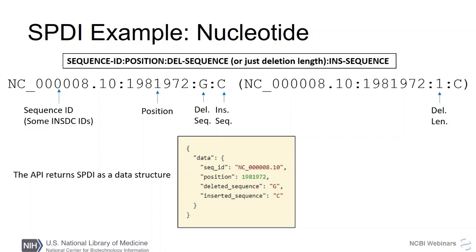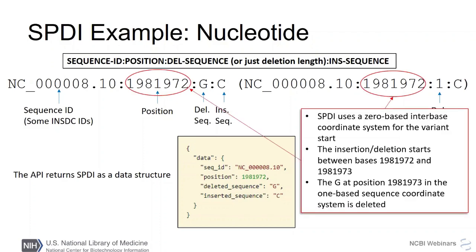And that brings me to the next point on this slide, which is the part that makes them a little tricky to read for people: it uses a zero-based coordinate system, and it's an interbase one. So basically, the insertion deletion starts between bases 1981972 and 1981973. It's the space between those bases. So the G that's being deleted is the G at position 1981973 in the one-based sequence coordinate system. And so the advantage of this from a computational point of view is that you can actually represent a pure insertion with a variant length of 0.